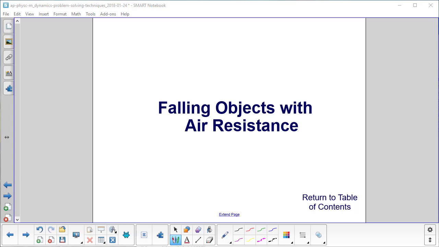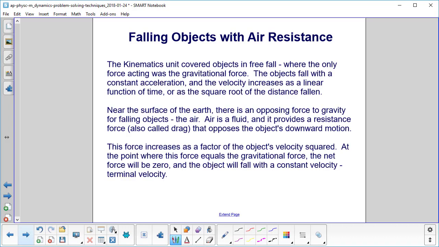Falling objects with air resistance. The kinematics unit covered objects in free fall, and we only had gravitational force acting on the objects. They fell with a constant acceleration, and the velocity increased as a linear function of time or as the square root of the distance fallen.